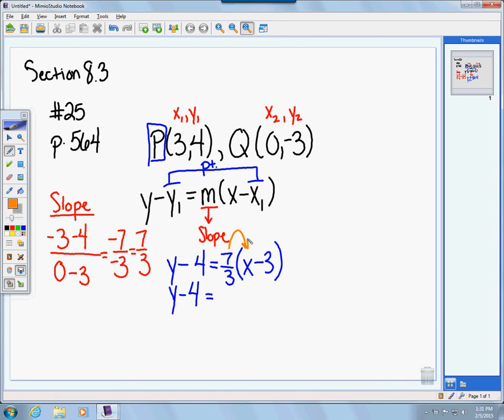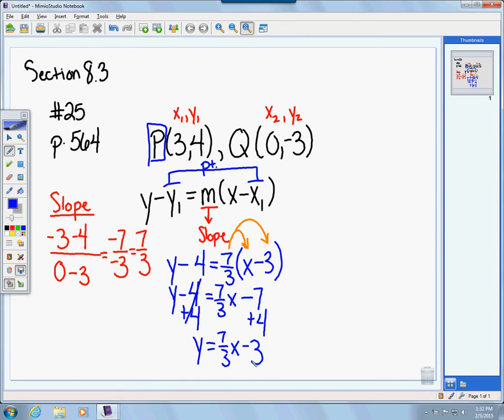So from here we would want to remember to distribute that 7/3 to both of the terms inside of the quantity. Then this becomes 7/3 x, and this becomes minus 7. We would add 4 to both sides to get y completely on its own, and this gives us y is equal to 7/3 x minus 3.